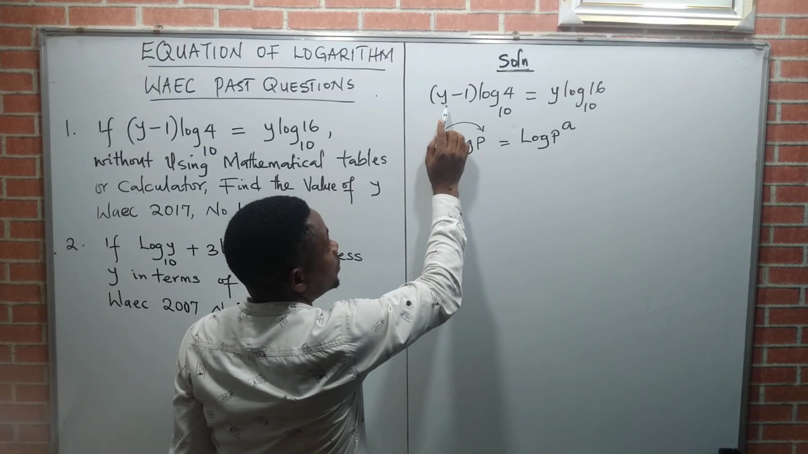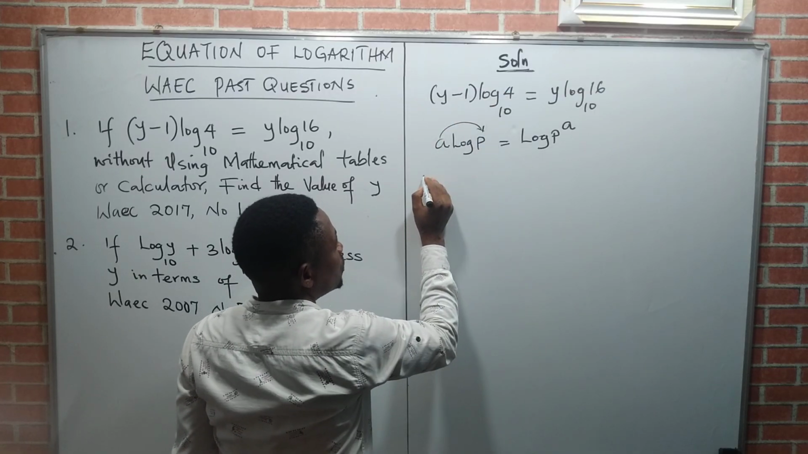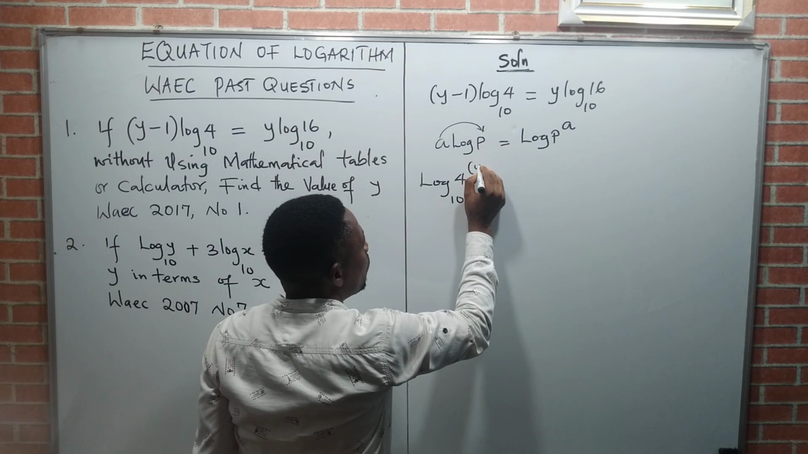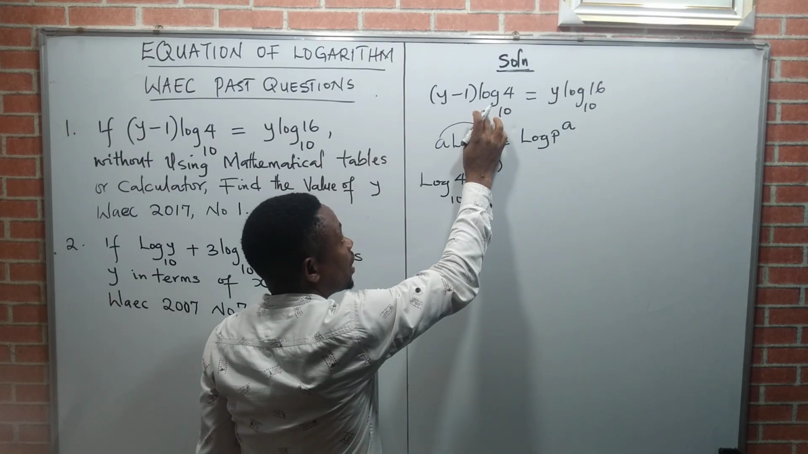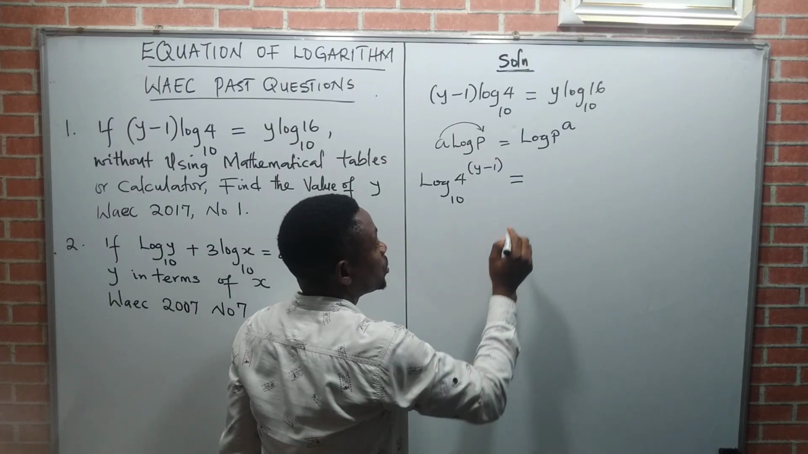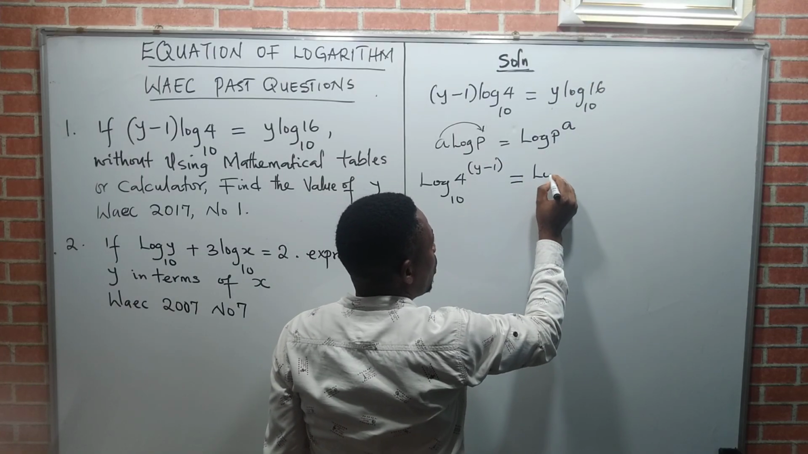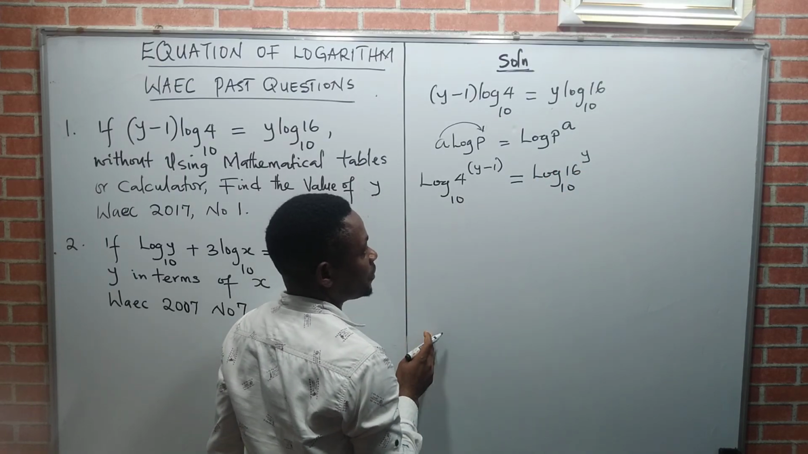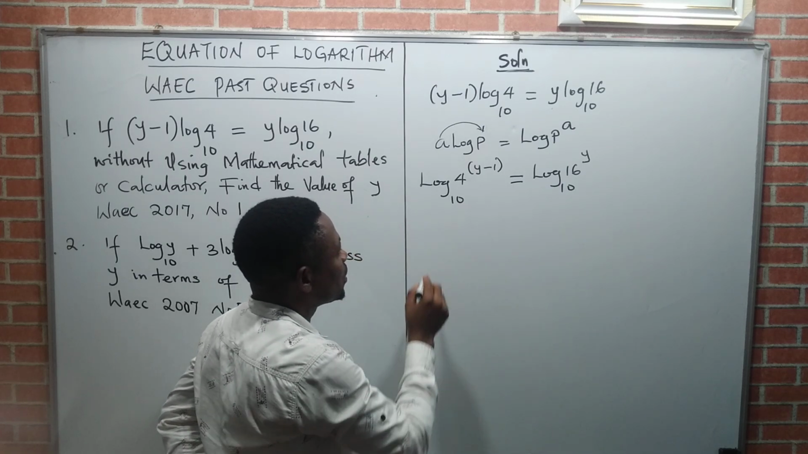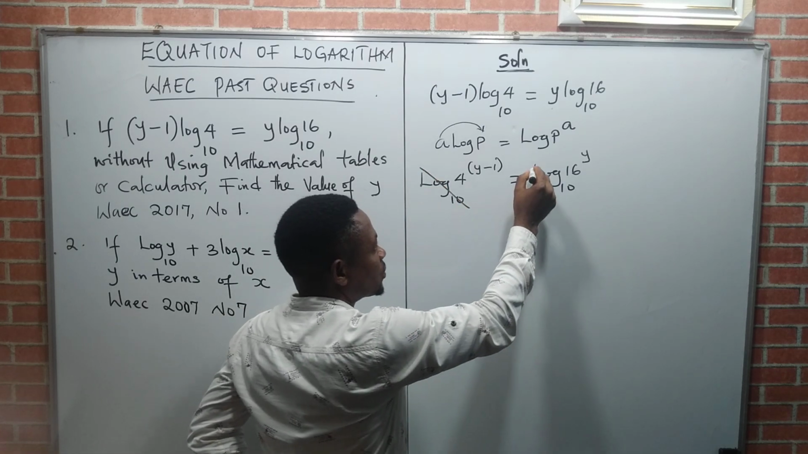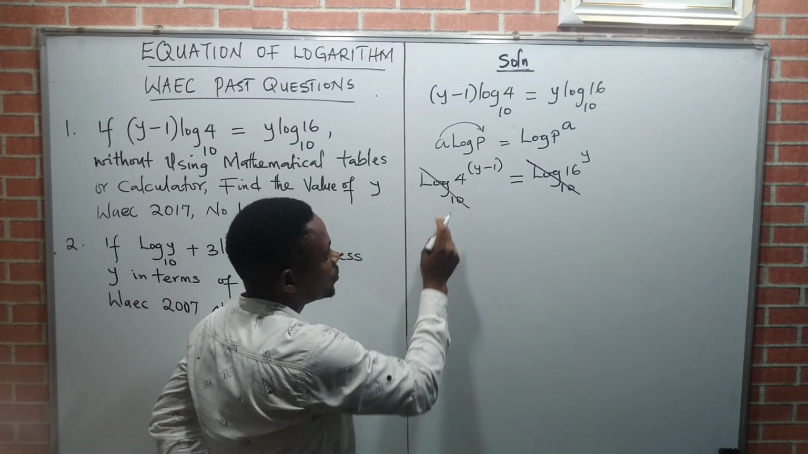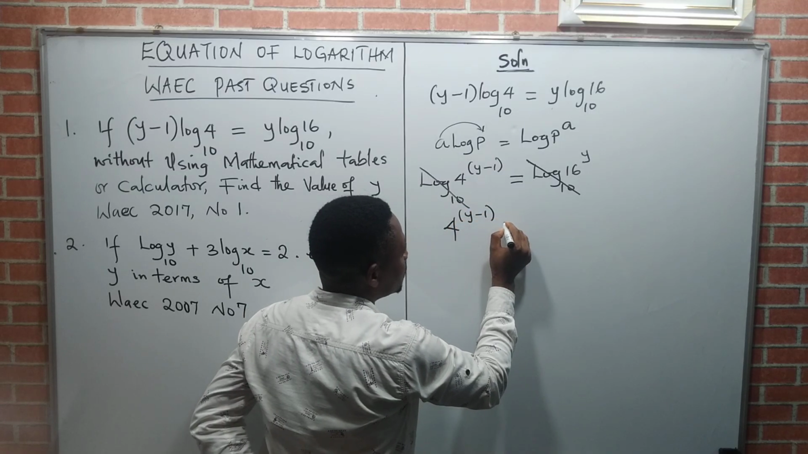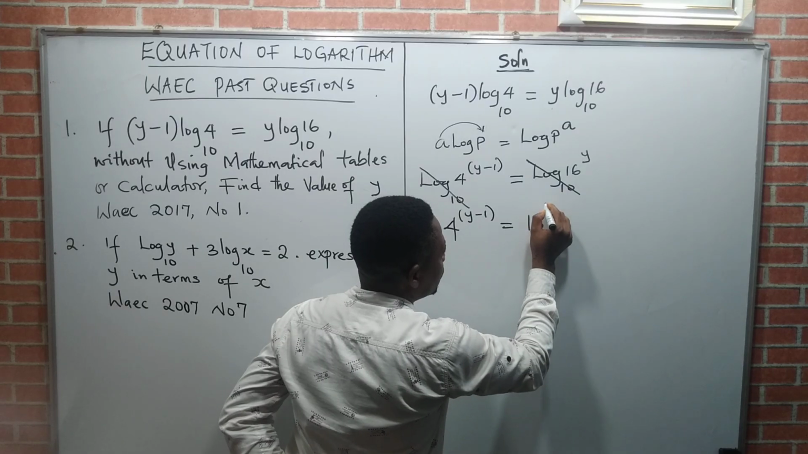This is exactly what I want to do with this equation. I carry y minus 1 to the power, so that I have log of 4 to base 10, all to the power y minus 1, for the left hand side. Then it is equal to carrying y up again, you have log of 16 raised to the power of y under base 10. If you observe this, you find out that log to base 10 on the left will cancel log to base 10 on the right. So what is left now is 4 to the power of y minus 1, equal to 16 raised to the power of y.